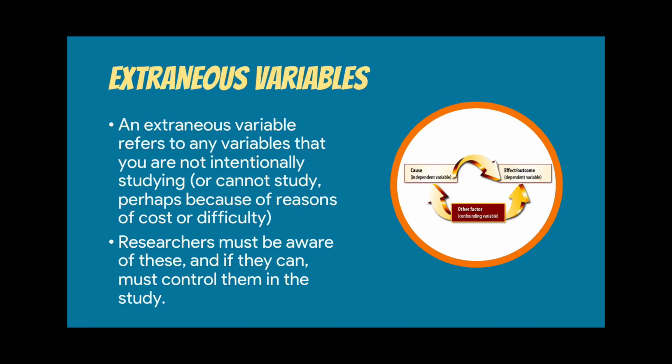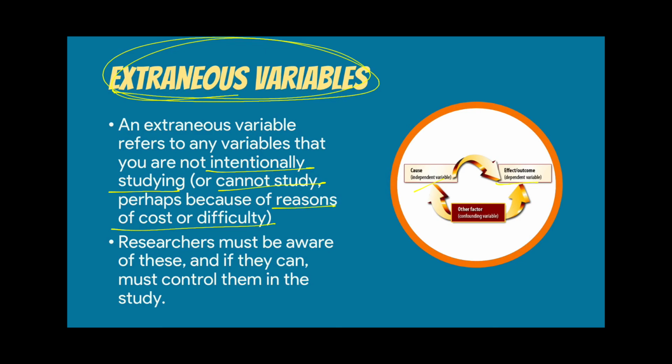Now, you will also be hearing sometimes the term extraneous variables. So remember, the extraneous variables are things that you will not measure in your study. But these are characteristics of the situation or of the person that might influence either the independent variable or the dependent variable. So an extraneous variable refers to any variables that you are not intentionally studying or cannot study because of reasons of cost or difficulty. Researchers must be aware of this, and if they can, must control them in the study.